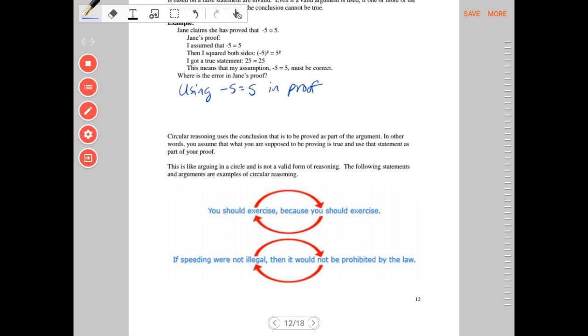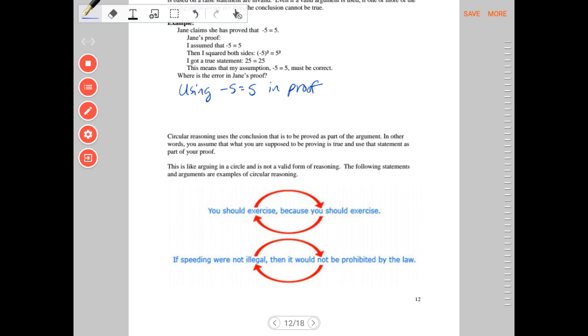What Jane used was something called a circular argument. Circular reasoning uses the conclusion that is to be proved as part of the argument. In other words, you assume that what you're supposed to be proving is true and use the statement as part of your proof. It's like arguing in a circle and is not a valid form of reasoning.